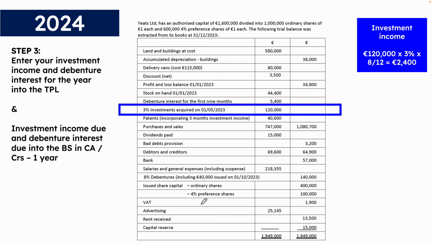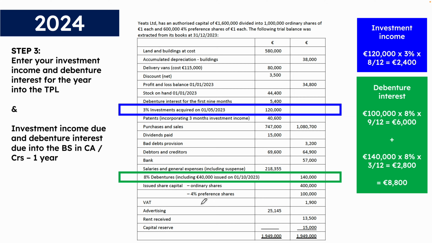So we're looking at the investment income first. We've got 120,000 multiplied by 3% multiplied by 8 over 12, and that gives us 2,400 investment income. That's for the year, but we mightn't have paid all that, but that's for the current year.